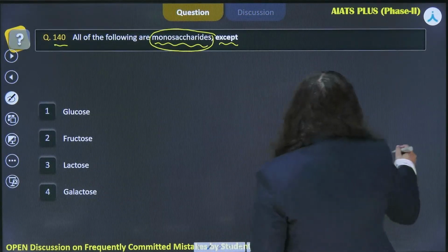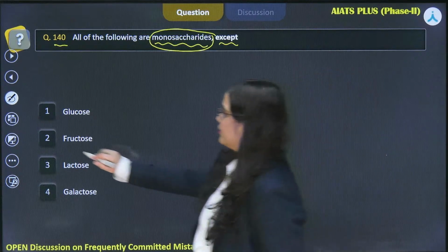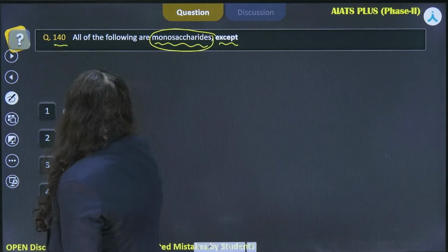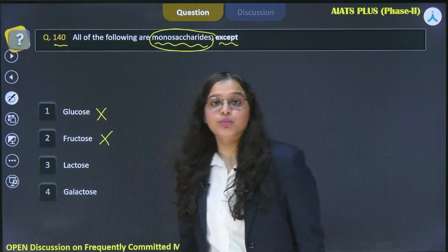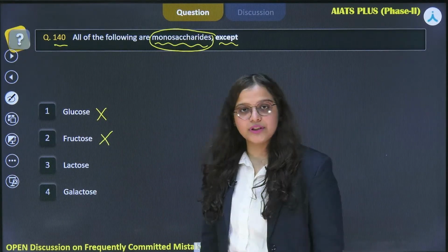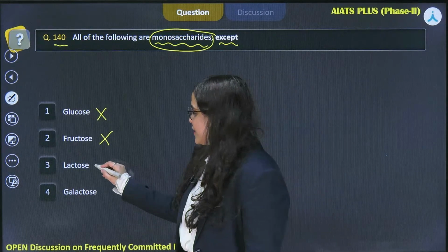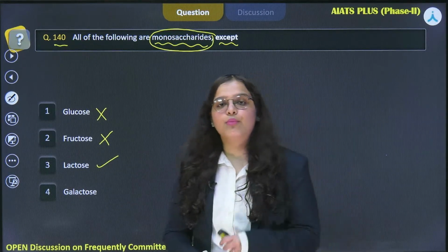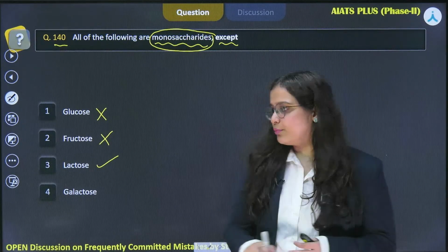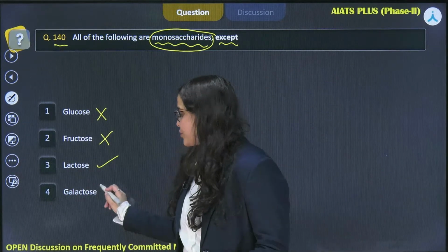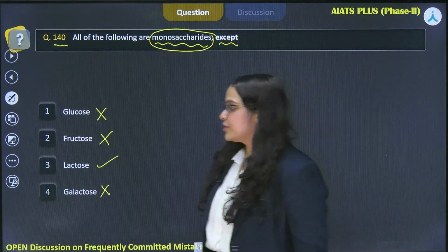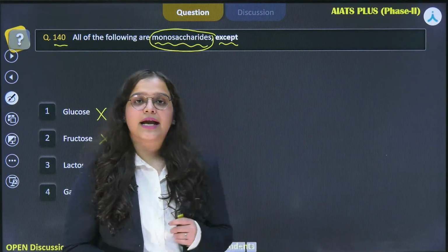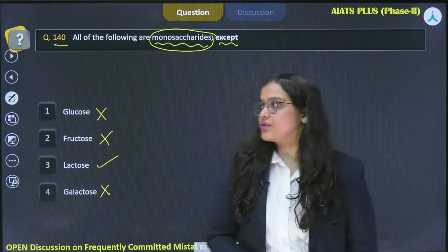So among the options given, I can see that glucose is a monosaccharide, therefore glucose cannot be the right answer. Then we have fructose, which is also a monosaccharide, therefore fructose cannot be the right answer. Then we have lactose, as we saw that it was made up of 2 different carbohydrate molecules, therefore our right answer will be option 3rd, and galactose is also a monosaccharide. All right. So this brings us to the conclusion that lactose is our right answer for this question.